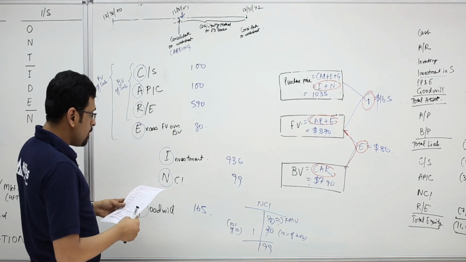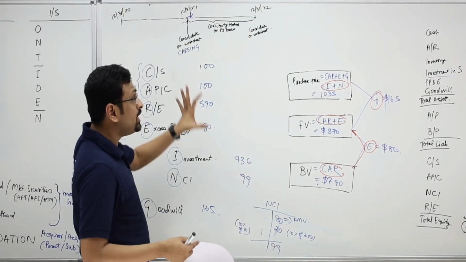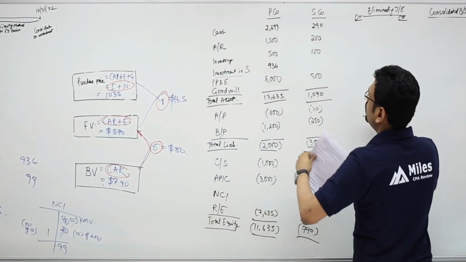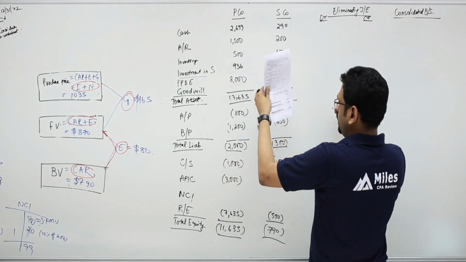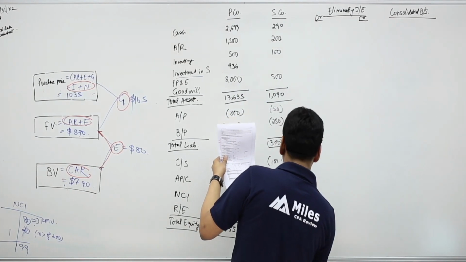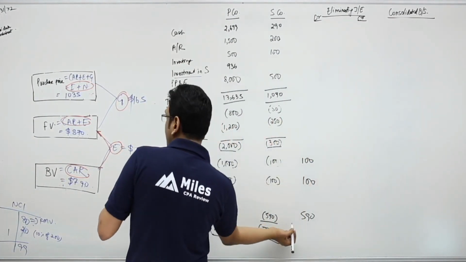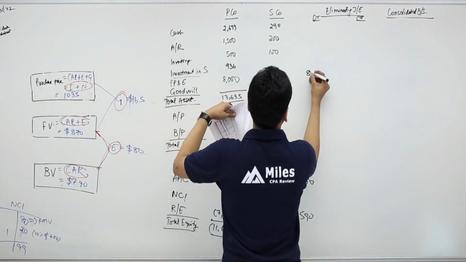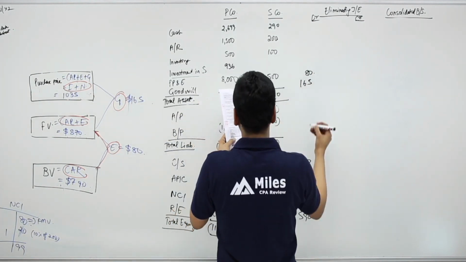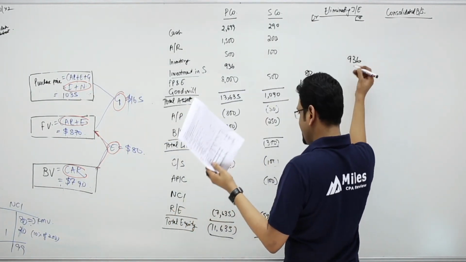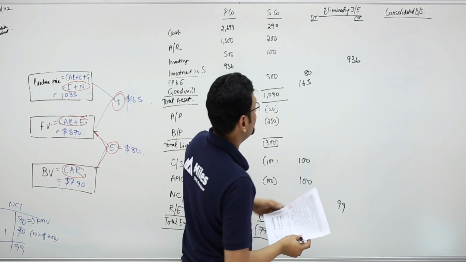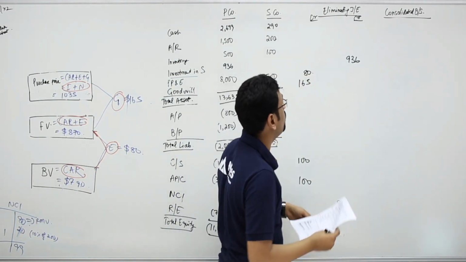So now we got the numbers here. Let's put this eliminating journal entry onto our worksheet. You got the equity of the subsidiary going off, so that's debit 100, 100 and 590. So that's CAR. E was for the equipment that the subsidiary held, and then goodwill was 165. So this was all the debit. On the credit you had investment 936. For non-controlling interest you had $99. So that's 1,035 of debit and 1,035 of credit.